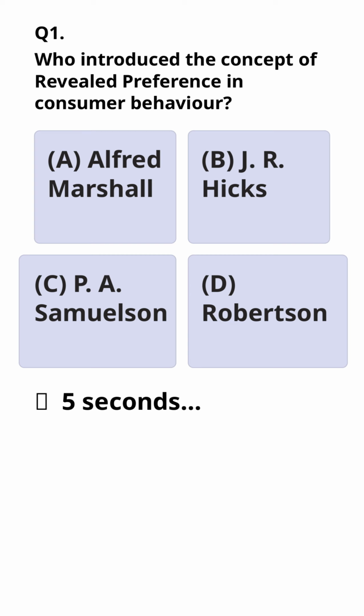Among these options, the correct answer is P.A. Samuelson. He was the one who formally introduced and developed the theory of revealed preference, which has become a cornerstone in consumer theory. So, the important takeaway here is that Samuelson's contribution revolutionized how economists analyze consumer behavior by focusing on observable choices. This concept ties into the overall theme of understanding decision-making processes in economics, making Samuelson's work a pivotal point in this area.